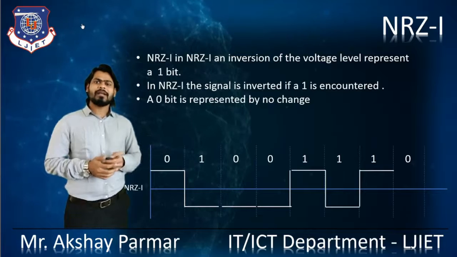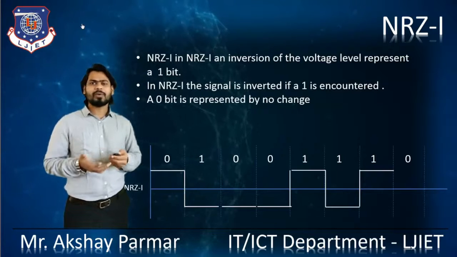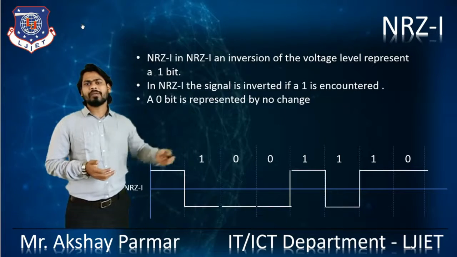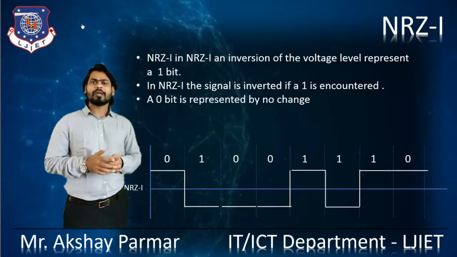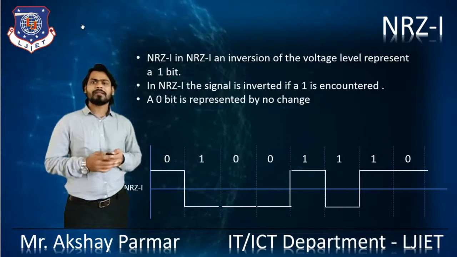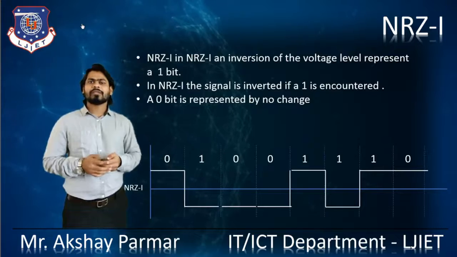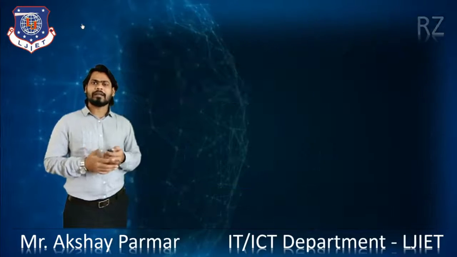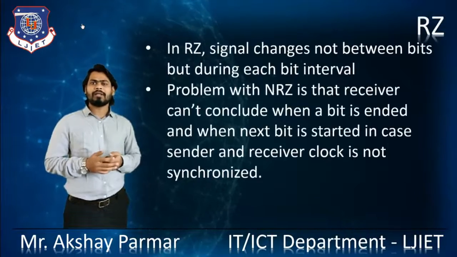After that, the zero is there, and zero is represented by no change, right? So it will continue like that. This is how you can represent the bit sequence in the NRZI. This is about the NRZ, right? So let's see the RZ, the return to zero line coding.